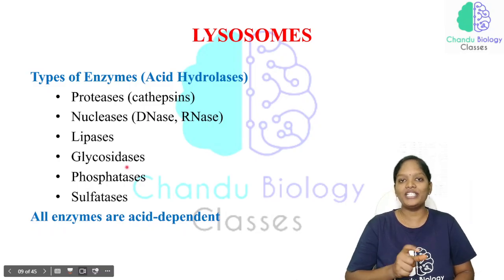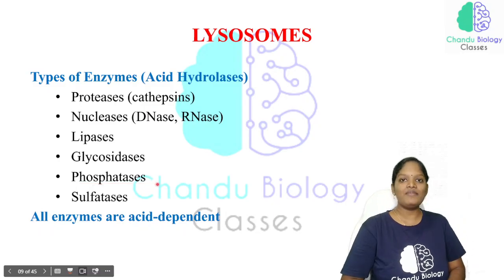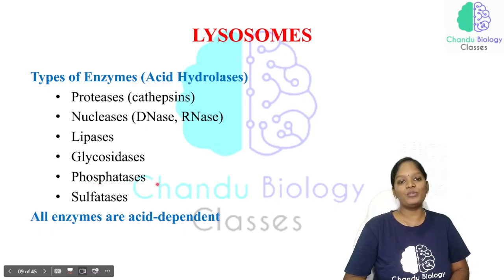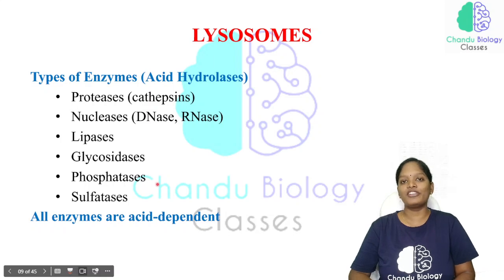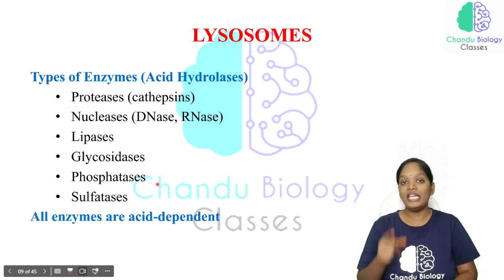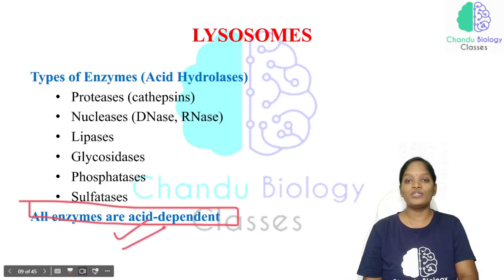The word glyco refers to sugars. And phosphatases, those enzymes which break the phosphate group are phosphatases, and sulfatases, those which break the sulfur group. This is the sulfatases. See, the main important key point here is that all the enzymes are acid dependent. So this is very important.